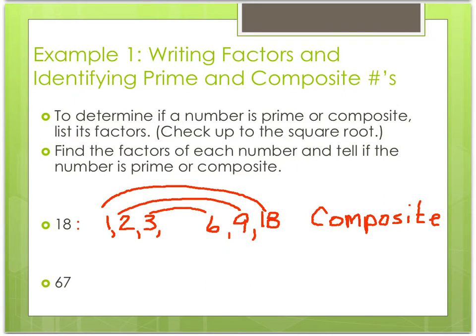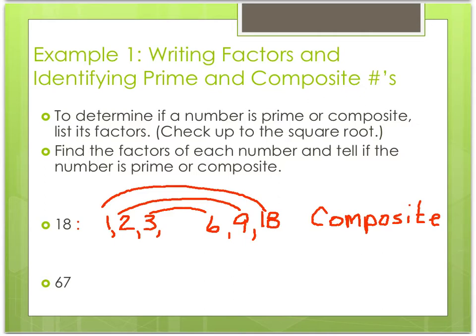Now I'll take a look at 67. Looking at 67, again, I'm going to use divisibility rules. First thing I'm going to notice is that 67 is an odd number. So I know that no even numbers will work: 2, 4, 6, 8, 10. No even number will go into an odd number.